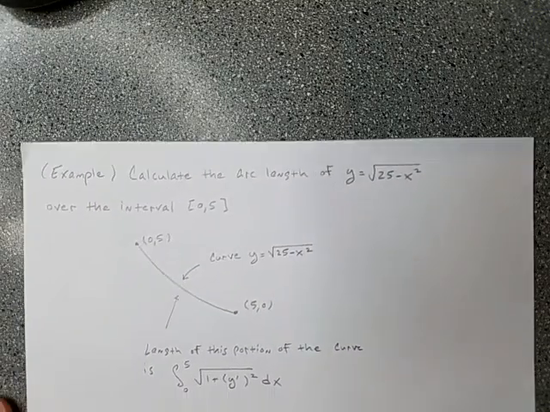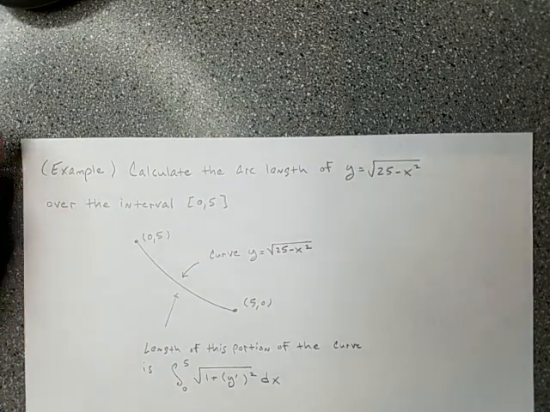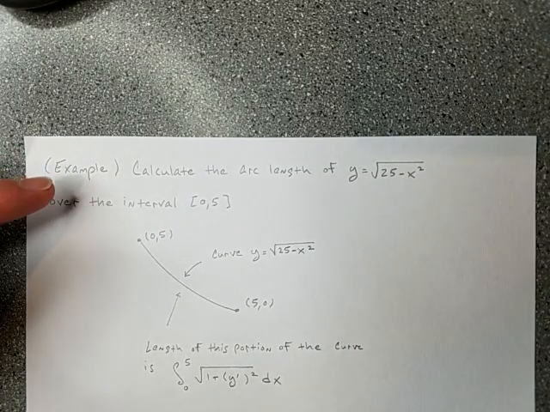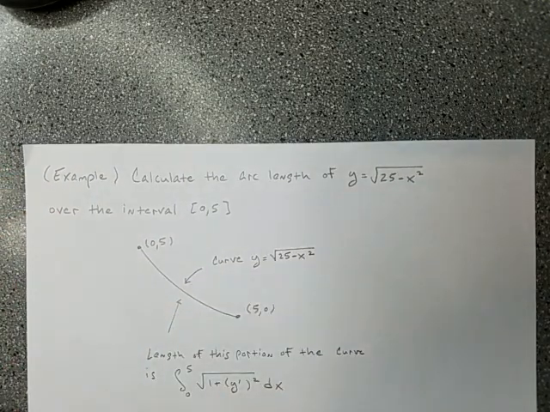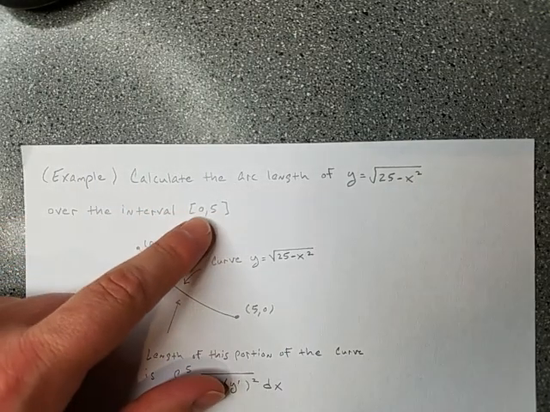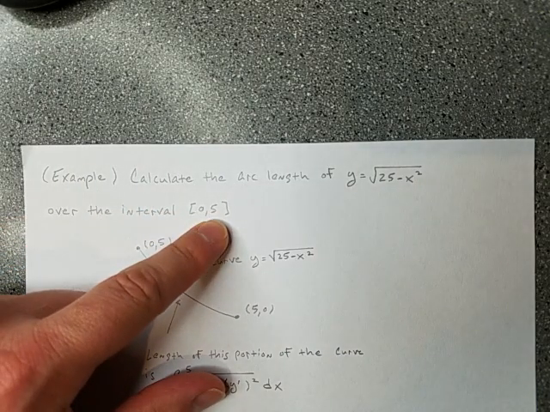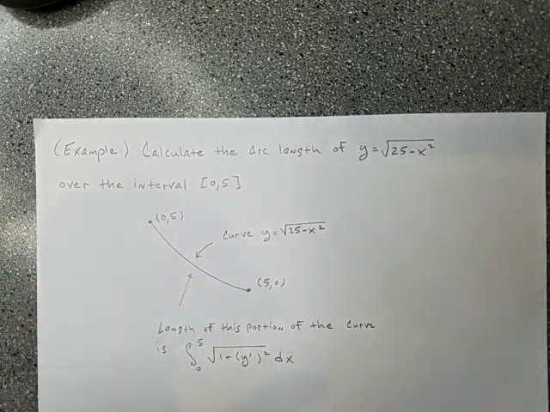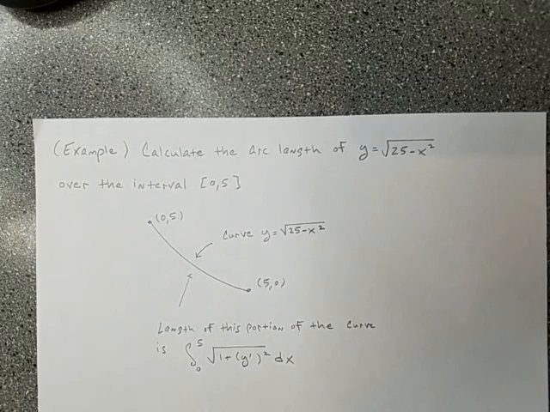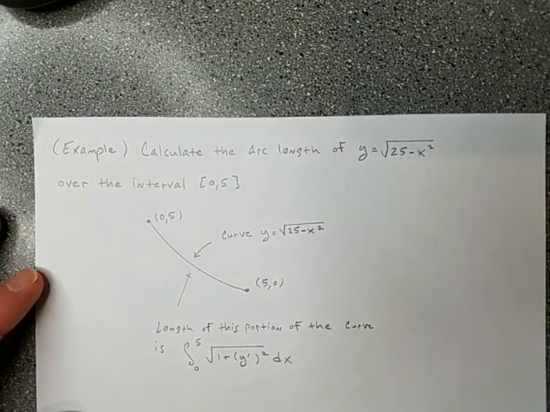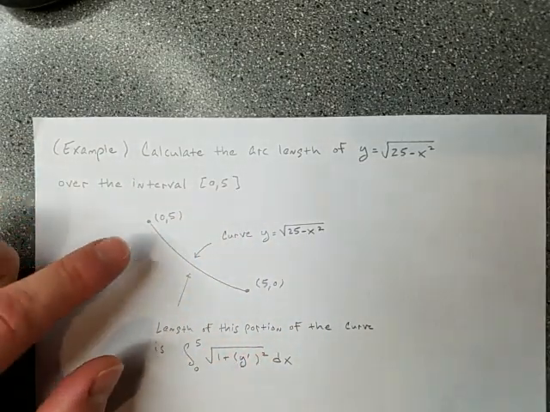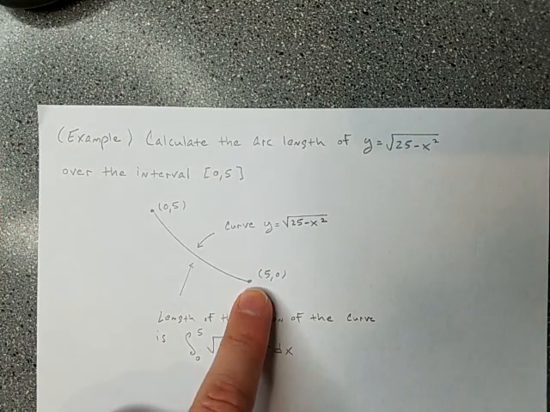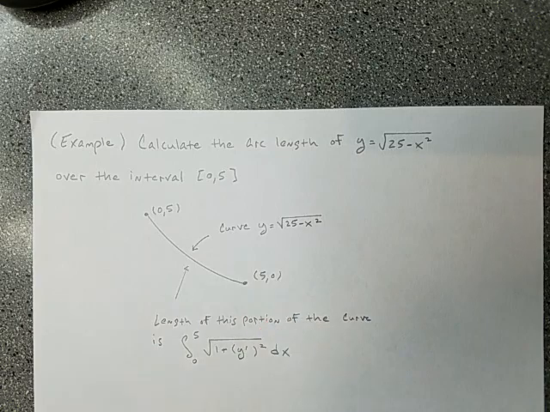So let's try this one. This one has a totally different wording than the others up to this point. It says calculate the arc length of that curve over the interval from x is 0 over to x is 5. I drew a little sample segment of that curve, and it looks something like this. As you go from 0 to 5, when x is 0, there's this point on that curve where y is 5. And then when x is 5, there's this point on that curve where y is 0.